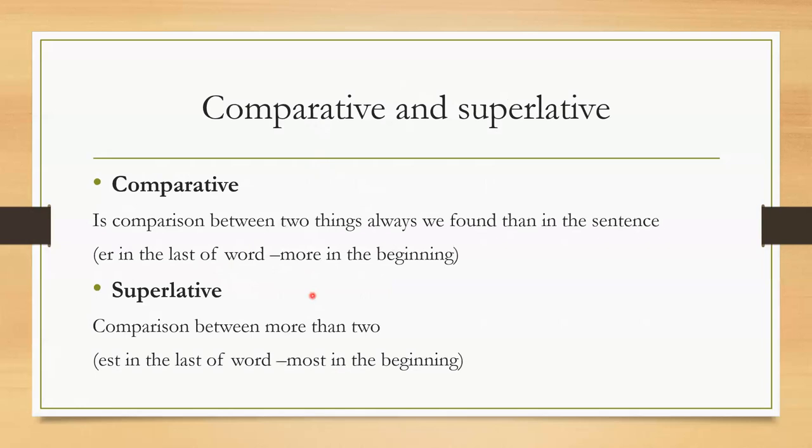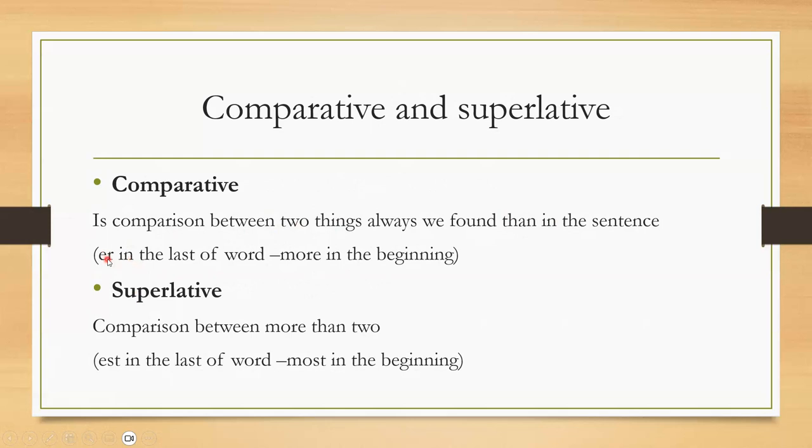Now, this is the lesson about comparative and superlative. Comparative is a comparison between two things. Always we find than in the sentence. We want to compare between two things, between the rat and the mouse, between the turtle and the rabbit, okay? The sentence will contain than. I will say this is bigger than this, okay?